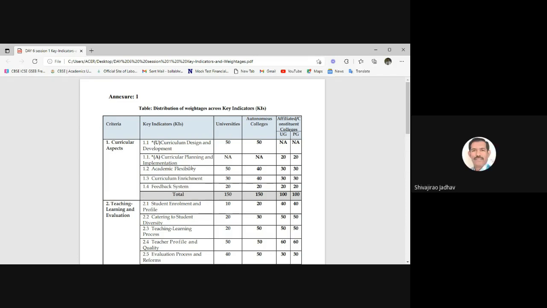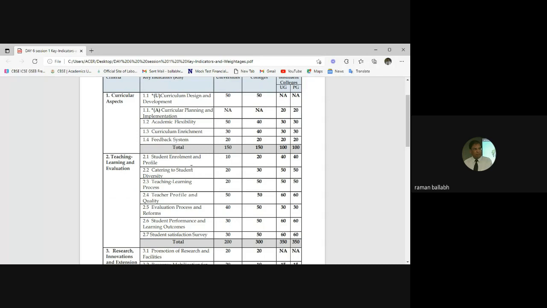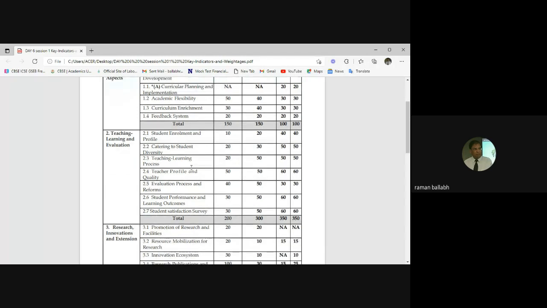Then comes curriculum enrichment and the feedback system. When I discuss the curricular aspect, I will discuss all those things in detail. Let's come to teaching-learning evaluation. These are the key pointers: student enrollment and profile of the student.